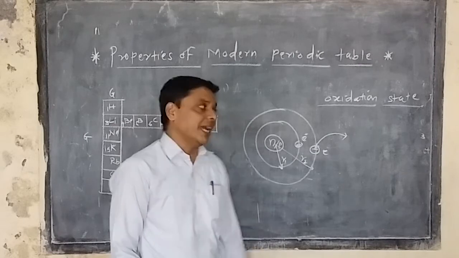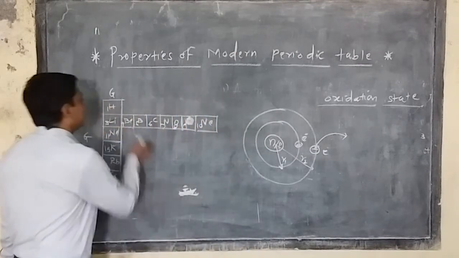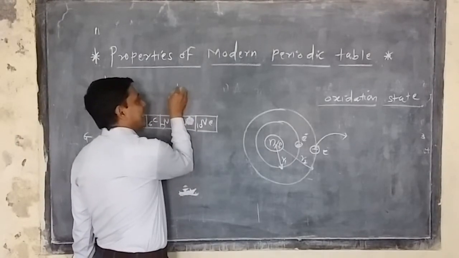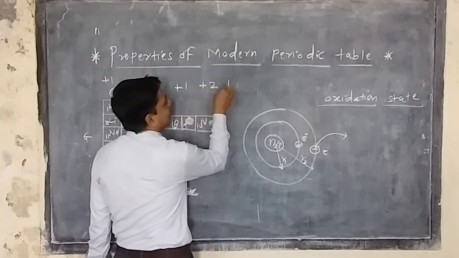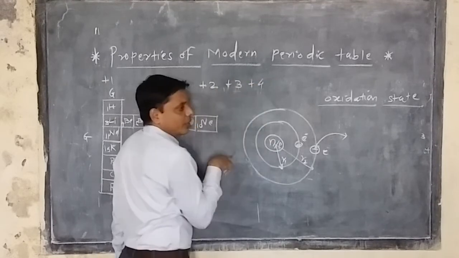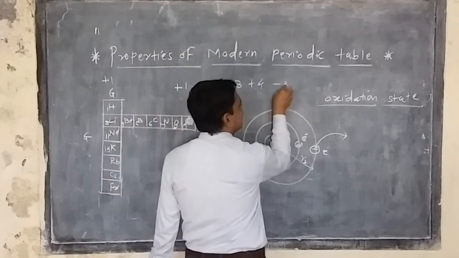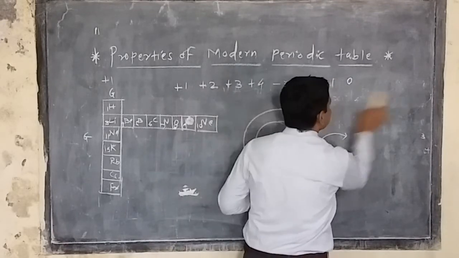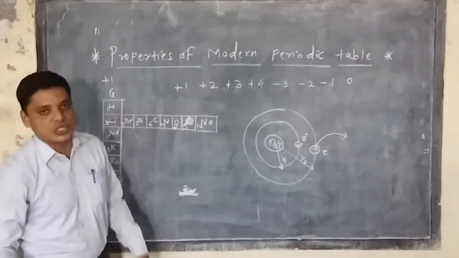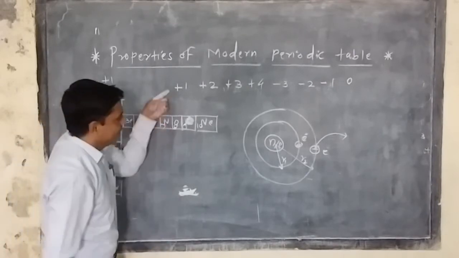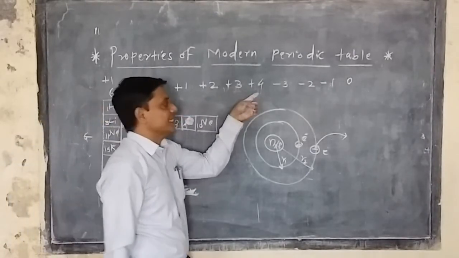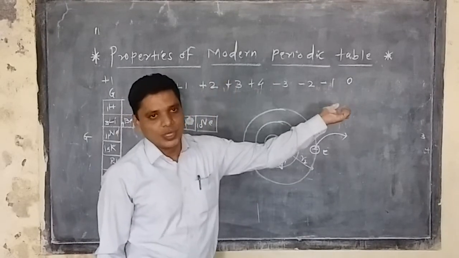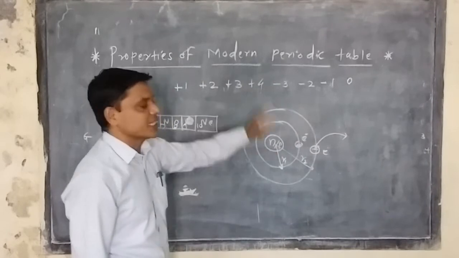Then it is observed that group number one has a valency of +1. Then the oxidation state is like this: +1, then +2, then +3, then +4. And then afterward it is -3, then -2, then -1, and lastly the oxidation state is 0. Means the oxidation state first increases and then suddenly decreases, and lastly it becomes 0. This is the idea of the oxidation state.